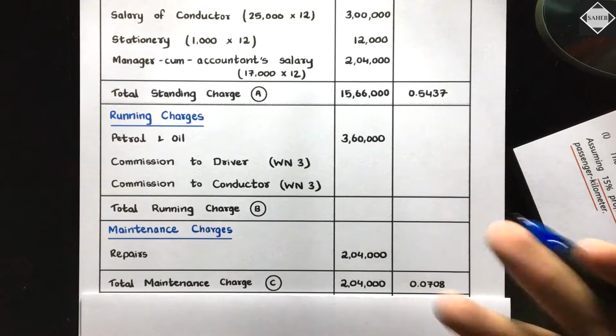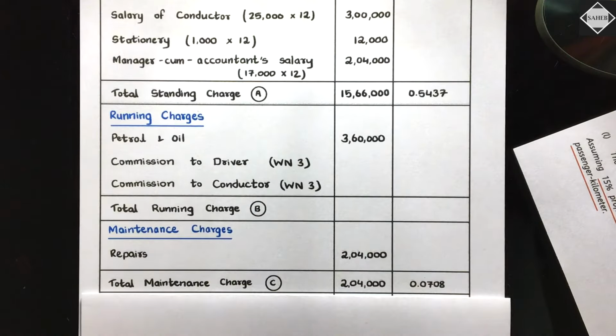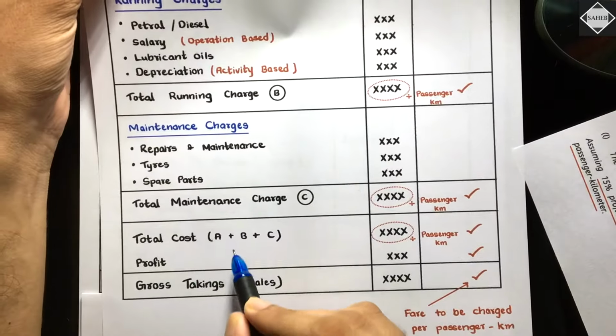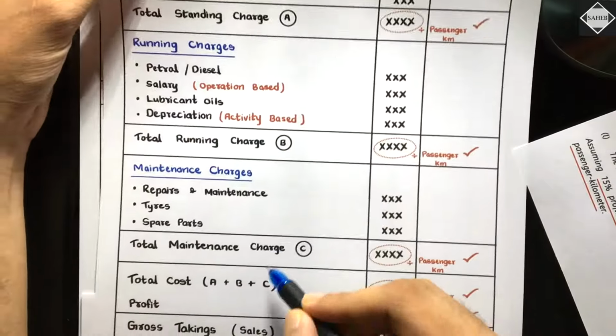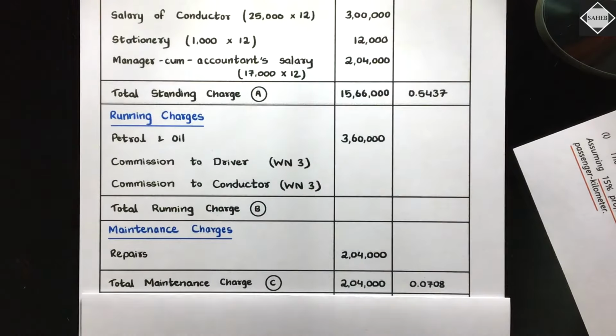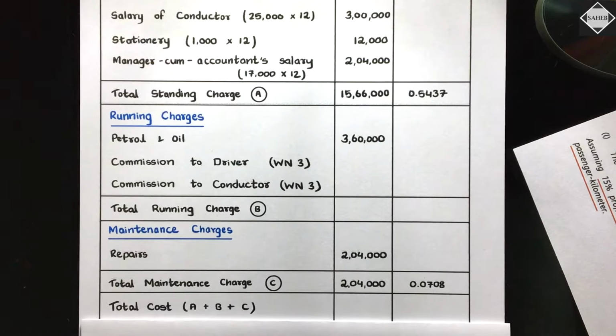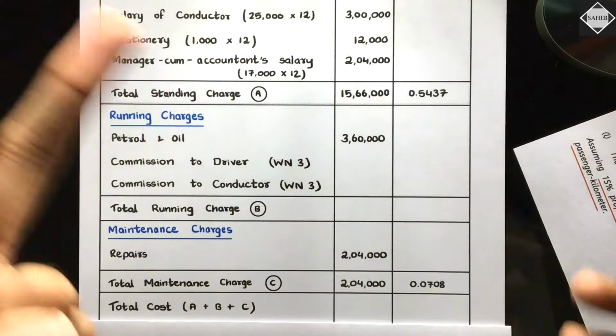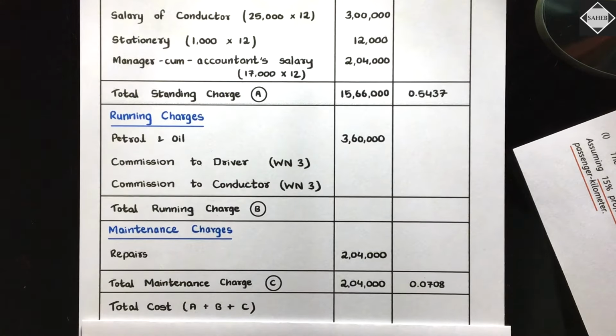This is fine. But then, do we have total cost? What is total cost? If you see the format, what do we do in total cost? A plus B plus C: standing plus running plus maintenance. We get the total cost. Do we have this now? No, we don't have this because we have not calculated commission now. How can we have total cost? So total cost we don't have. We don't have sales. How can we calculate now? It's really difficult, isn't it?